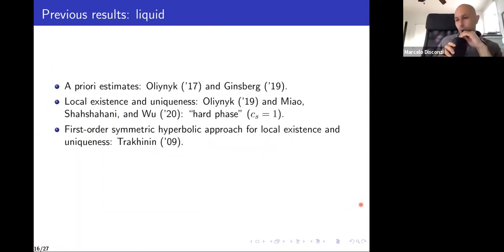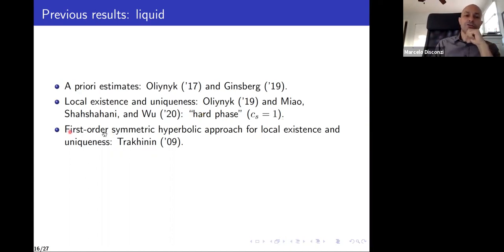So those are the theorems, and I want to give you then an idea of how these things are proven. But before, let me just give a brief overview of the literature. And even though we're not talking about the case of a liquid, just for context, let me tell you also what is known about the liquid. For a liquid, a priori estimates were obtained by Olynyk and Ginsburg. And then local existence and uniqueness were obtained by Olynyk and also by Miao, Shahshahani, and Wu. And this latter result is for the fluid in what is called a hard phase, when the sound speed is equal to 1, and in my units 1 is the speed of light.